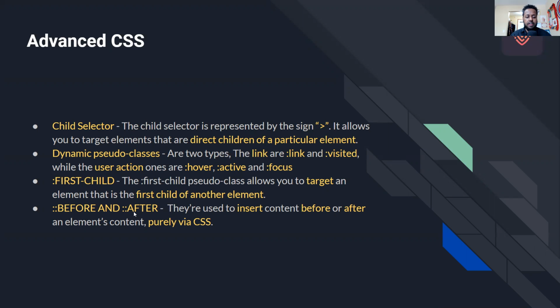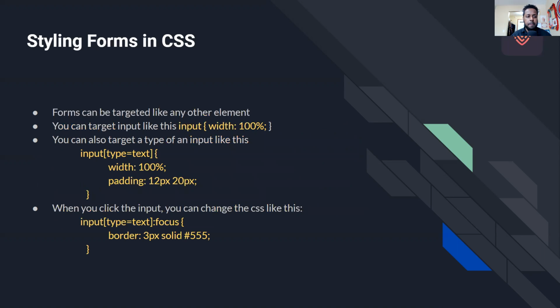There's also before and after. I'm sure you guys have seen before and after. They are inserted in CSS. They're not in HTML, and you can insert content before an element or after an element. So just using CSS, you could put an emoji or an image before an element or after an element.